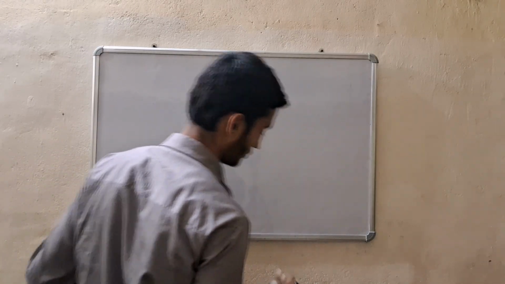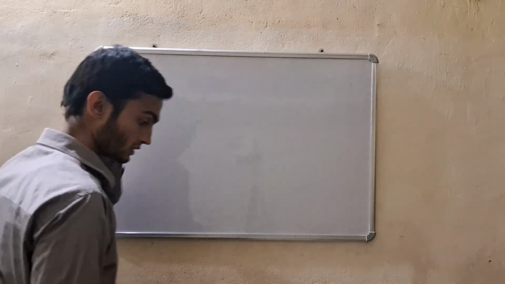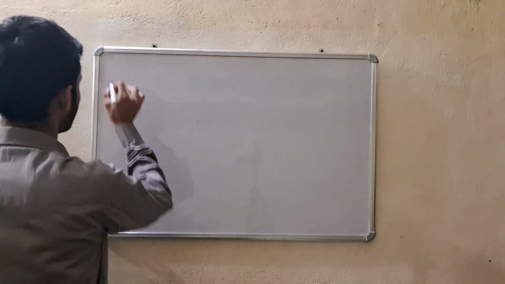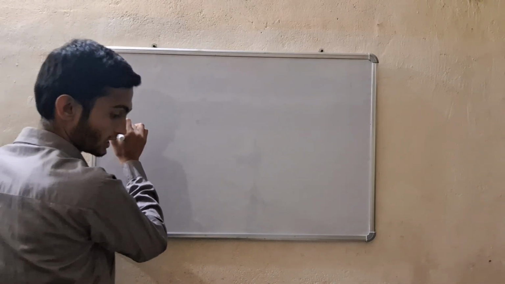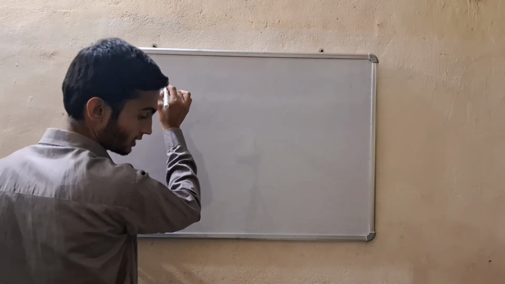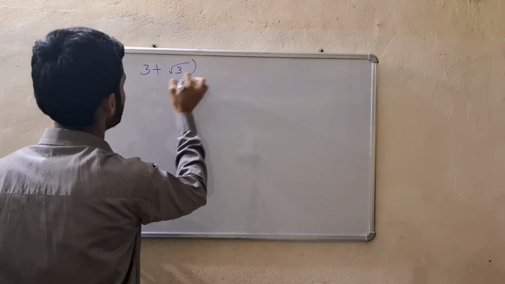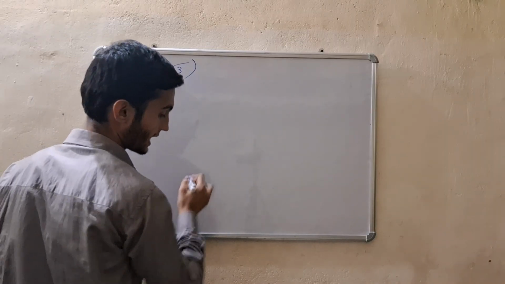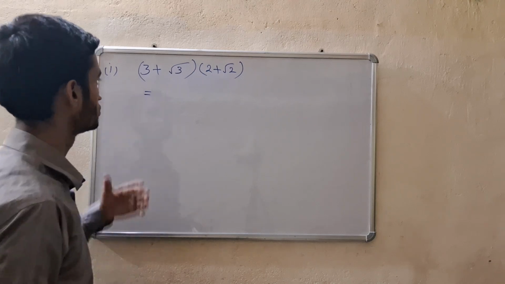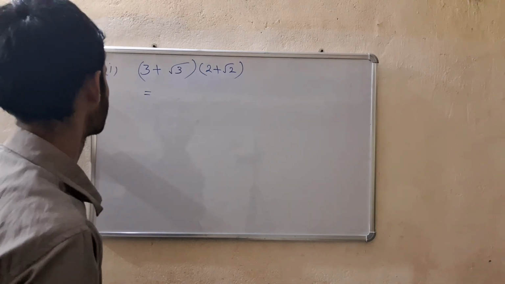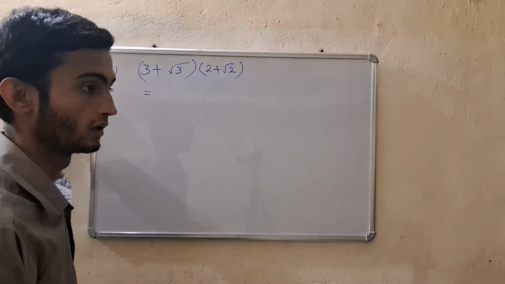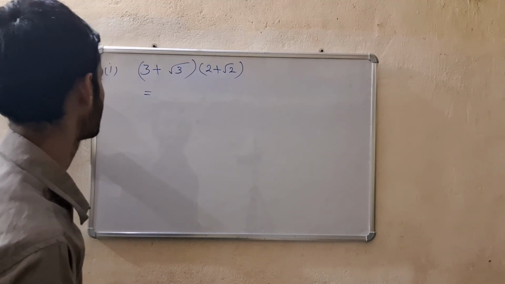Now we are here at this question where we have to simplify the following expressions. So let's simplify them. The first one says to simplify this expression, which is 3 plus square root of 3 times 2 plus square root of 2. So how do we simplify this? We use the distributive property to simplify this expression.